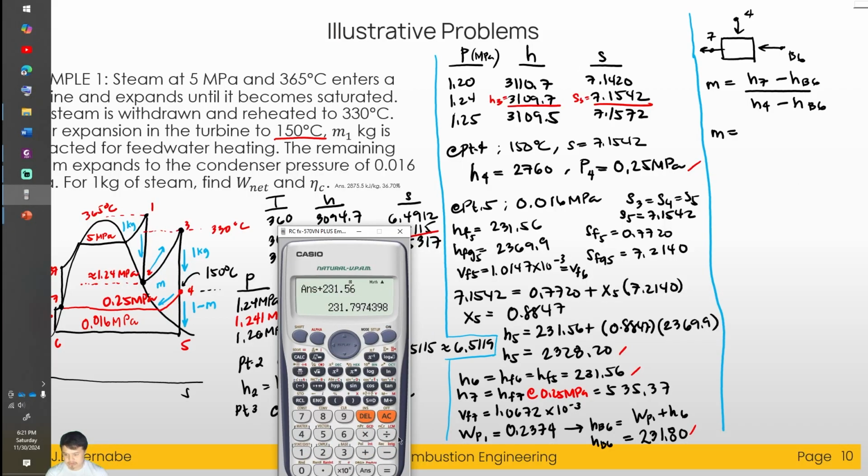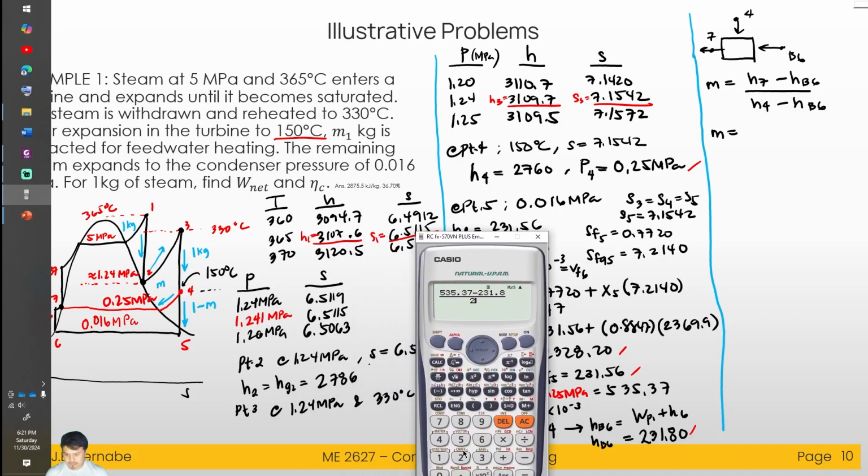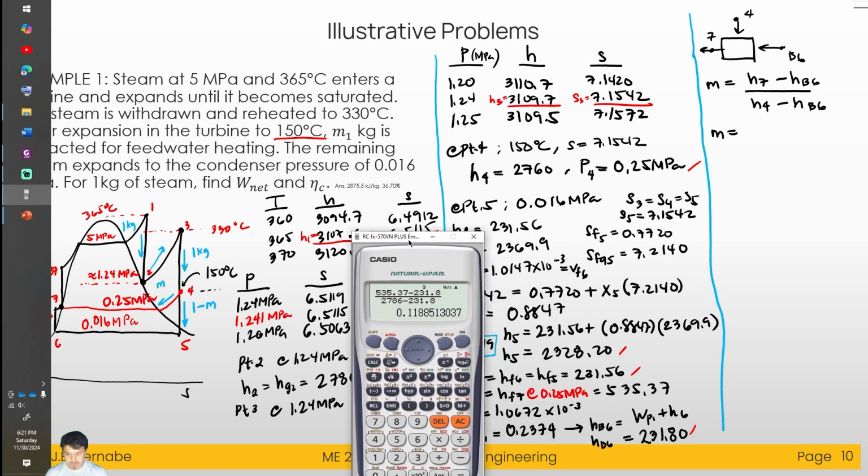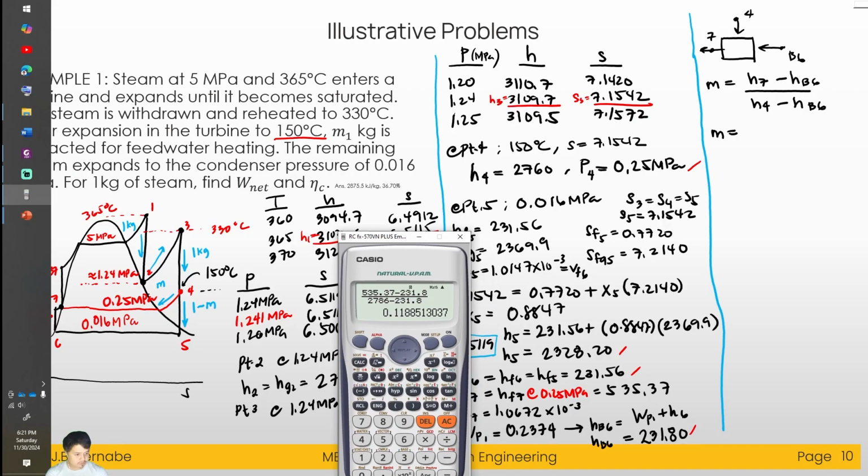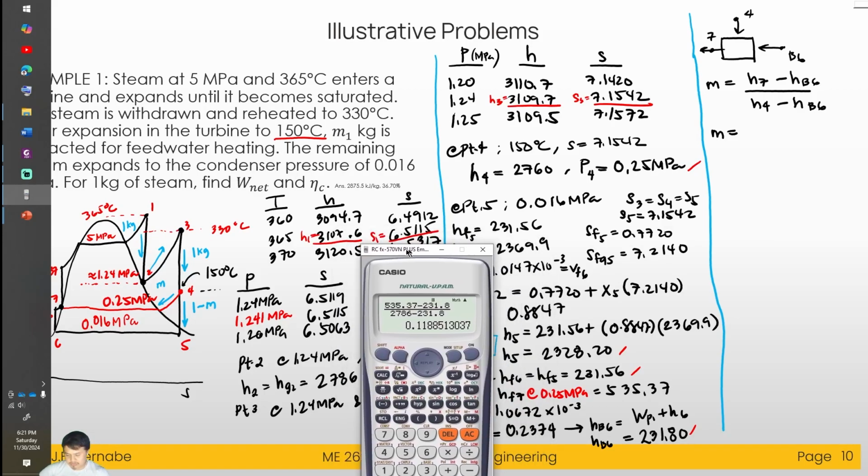So H7, let's solve it. H7 is 535.37 minus HB6, so 231.8, or H2. So the H2 here is 2786 minus 231. So the mass fraction is 0.1189. No? The answer is far off. Why is that? 2762.